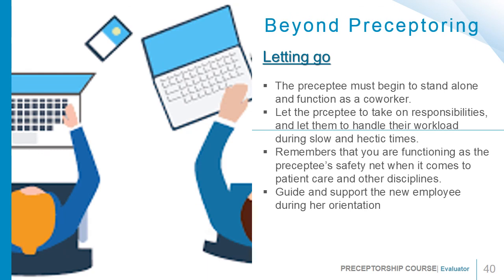A good preceptor always goes beyond preceptoring and makes an extra effort. The preceptor makes sure of the following before letting go of a preceptee. The preceptee must begin to stand alone and function as a co-worker. Let the preceptee take on responsibilities, and let them handle their workload during slow and hectic times. Remember that you are functioning as the preceptee's safety net when it comes to patient care and other disciplines. Guide and support the new employee during her orientation.